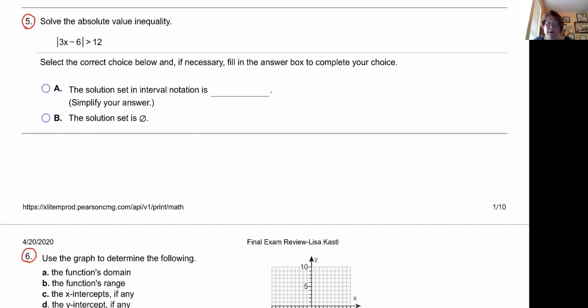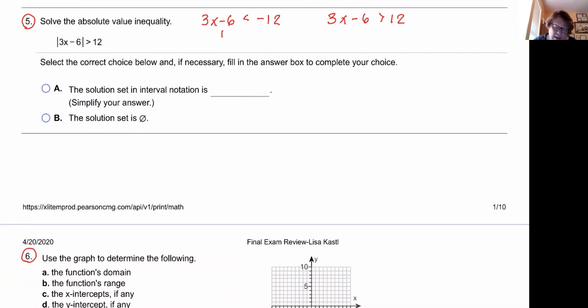So to solve a greater than type absolute value inequality, you take the stuff inside the absolute value, the 3x minus 6, and you set it less than the negative constant. Then you take the stuff inside the absolute value and you set it greater than the positive. And then you solve these two inequalities. And they do want you to write this in interval notation once you have the two inequalities solved.